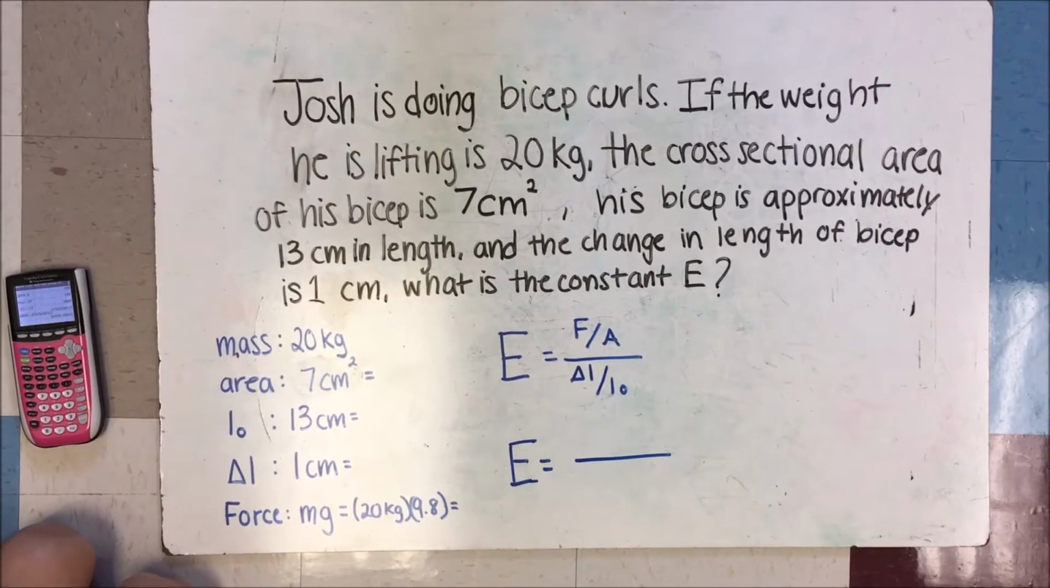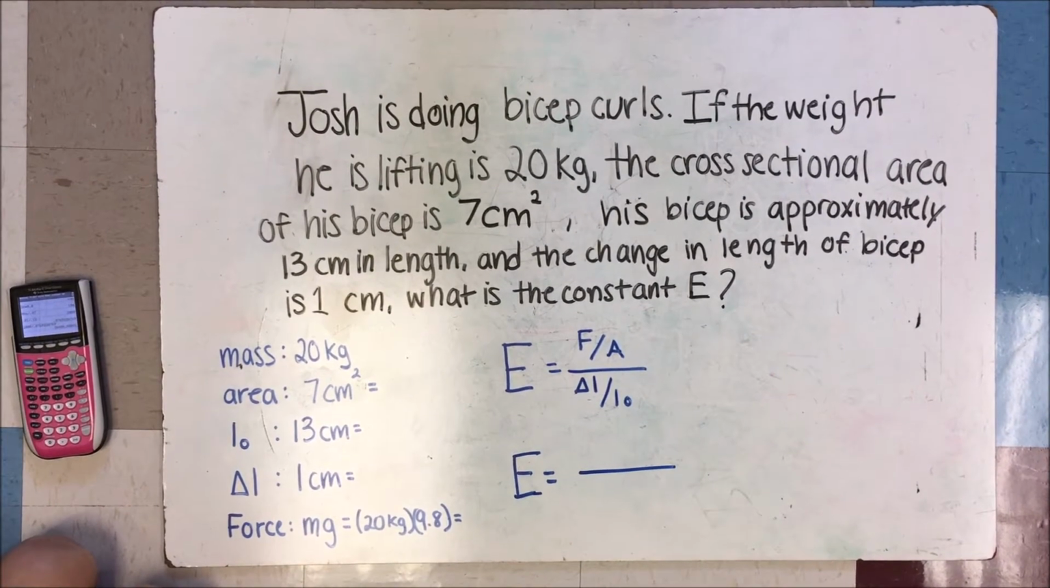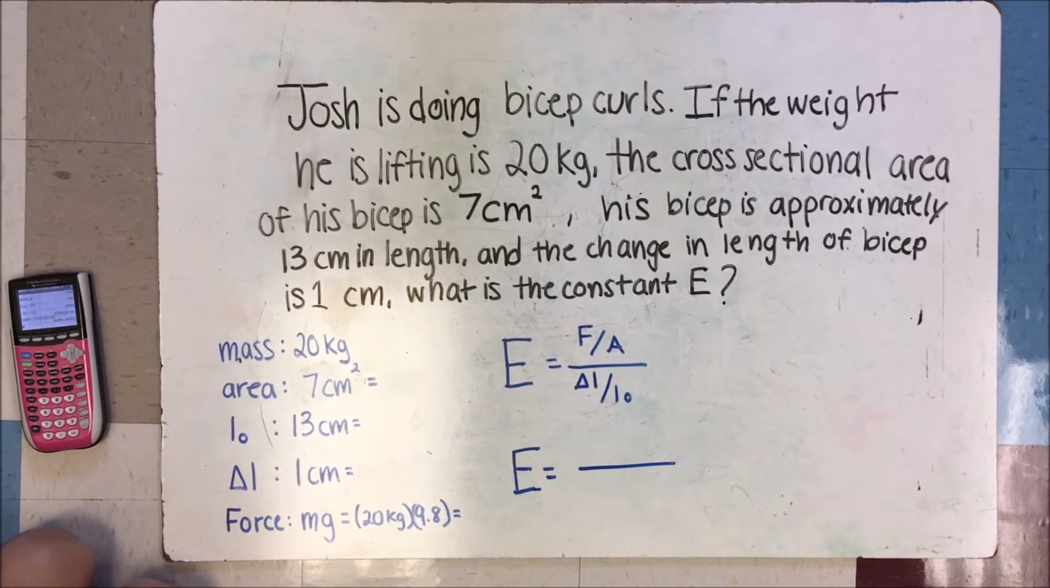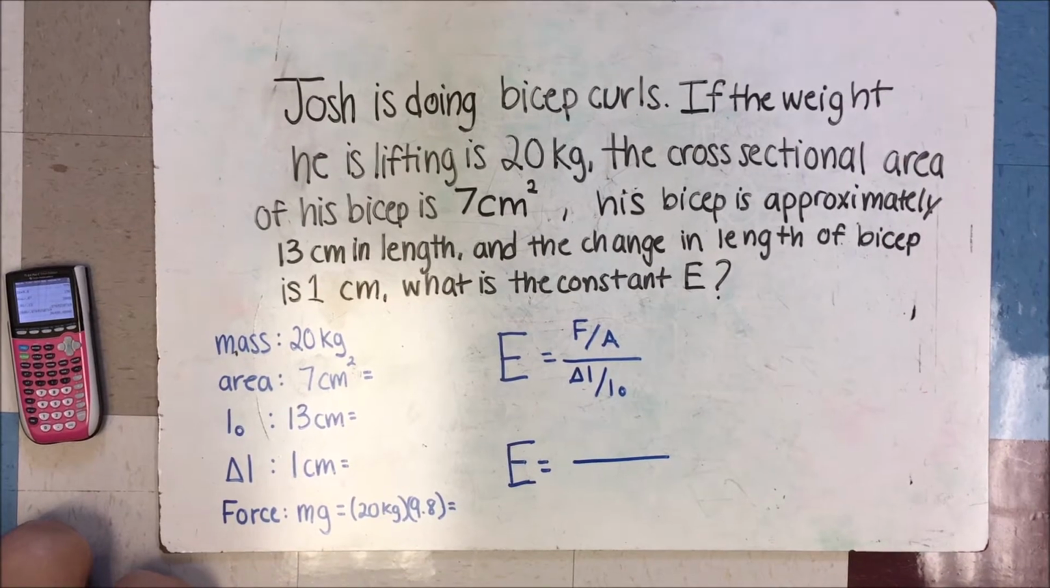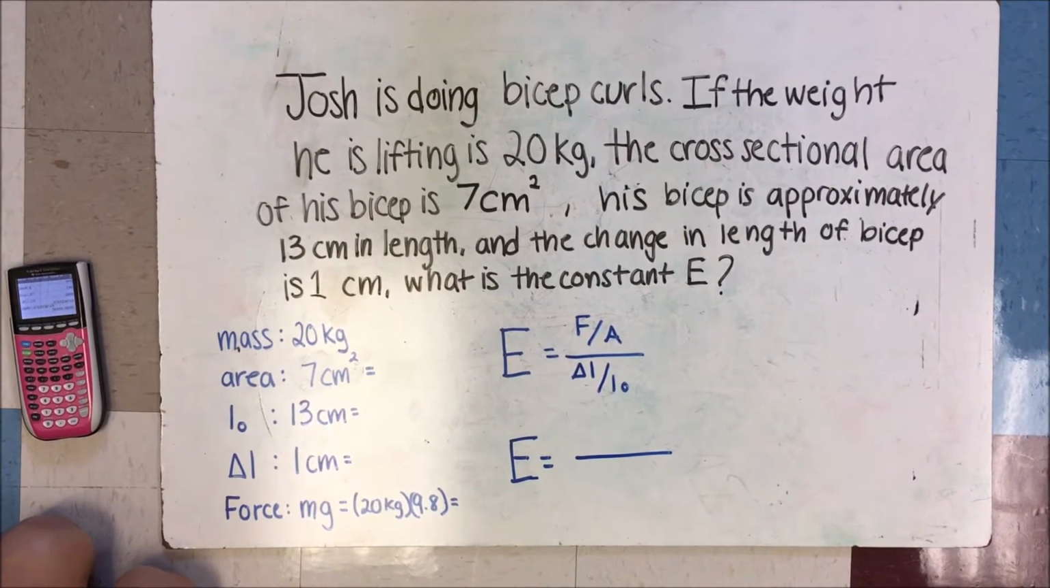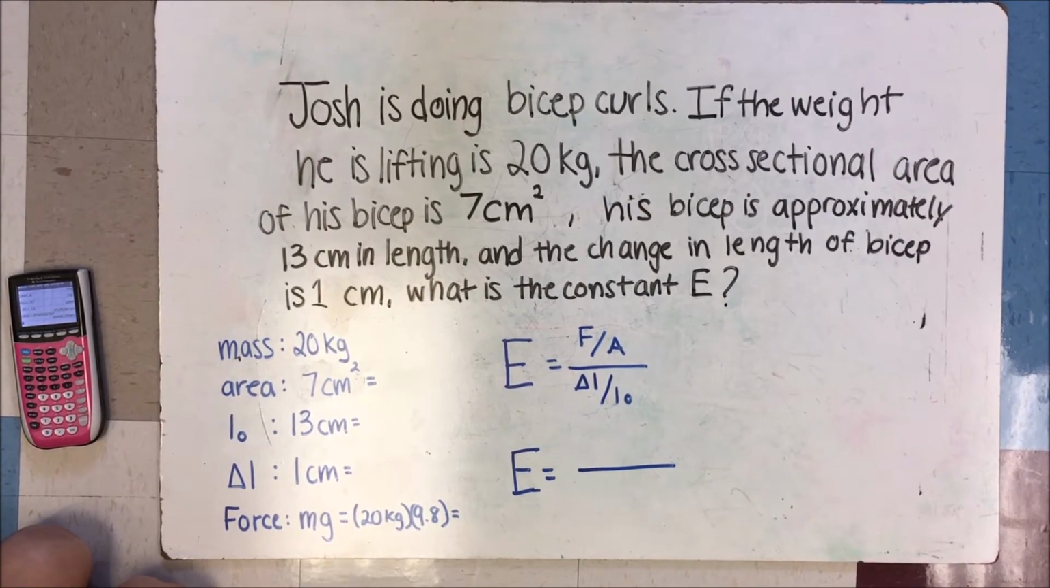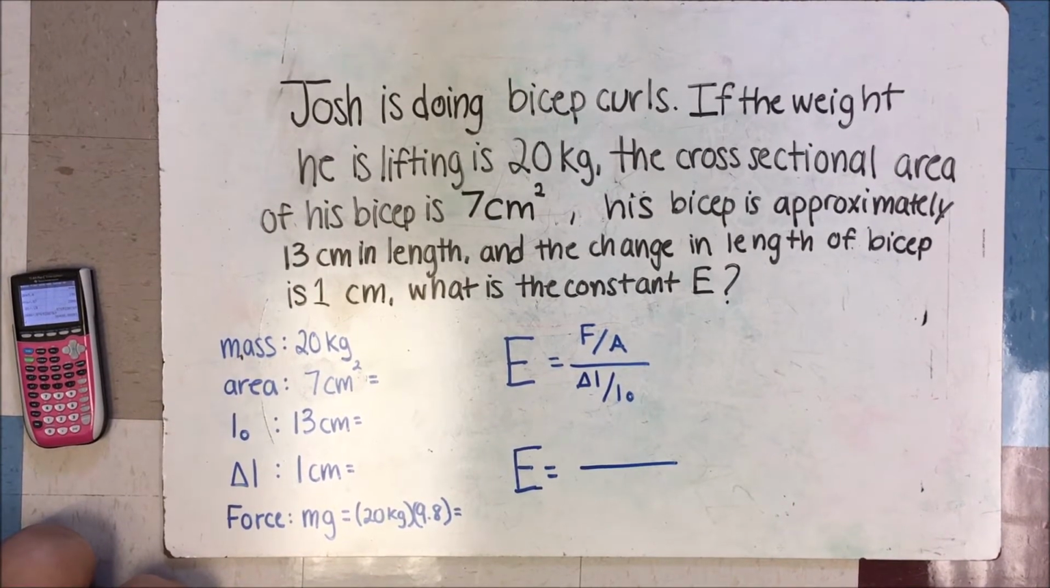This is an example problem that represents how Young's modulus works. Josh is doing bicep curls. If the weight he is lifting is 20 kilograms, the cross-sectional area of his bicep is 7 centimeters squared. His bicep is approximately 13 centimeters in length, and the change in length of the bicep is 1 centimeter. What is the constant E?